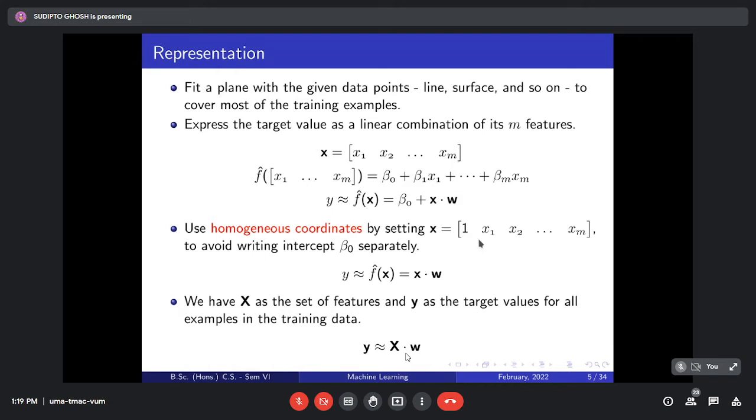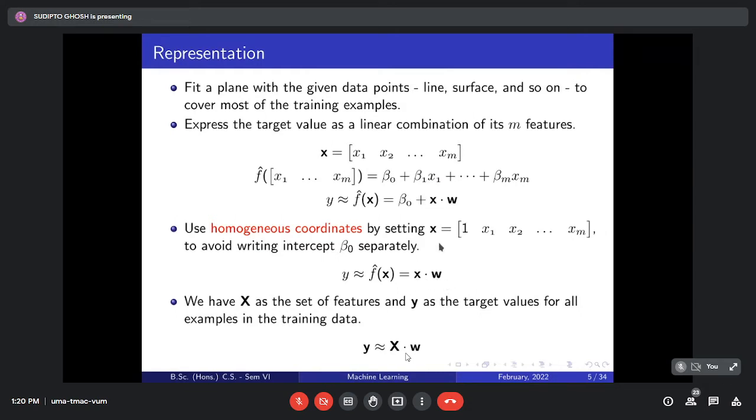On the leftmost side, we add another column of ones, and mathematically we transform all the data set features into homogeneous coordinates. So we have a column of ones. Once we have that, our W will be these coefficients, or generally parameters. This beta naught will also be consumed in W, and we come up with another simplified expression, X times W.